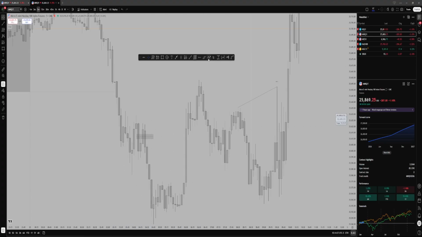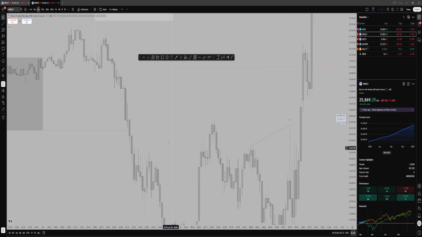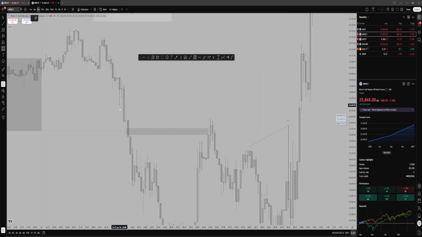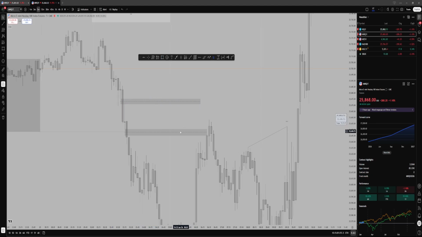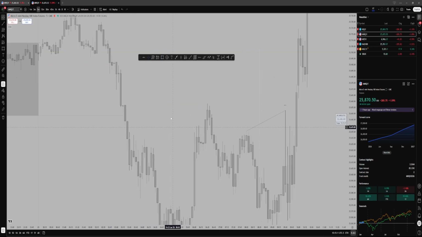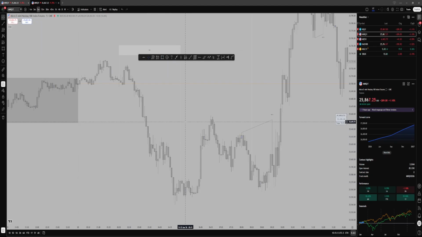This right here is still a fair value gap, even if the candles aren't the same, right? As long as there's a gap. So we've got to think, gap. Look, gap, right? Okay. Now we know what fair value gaps are.